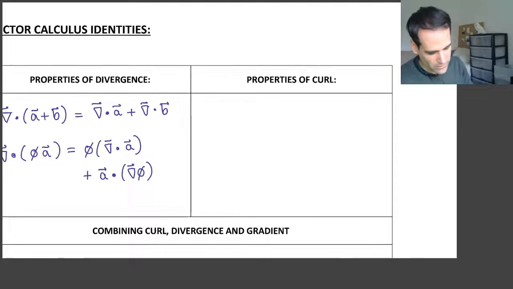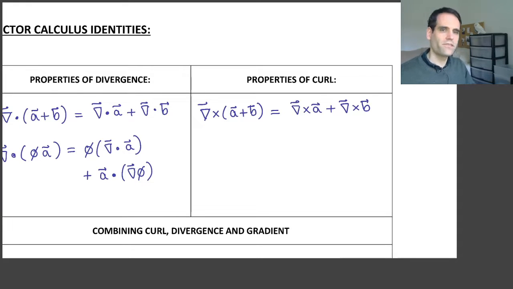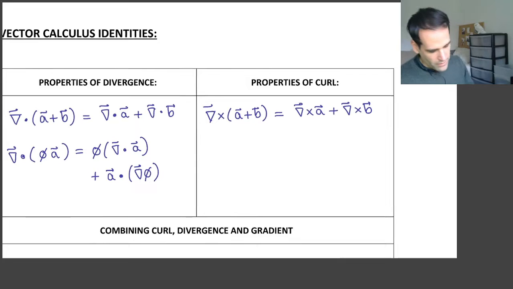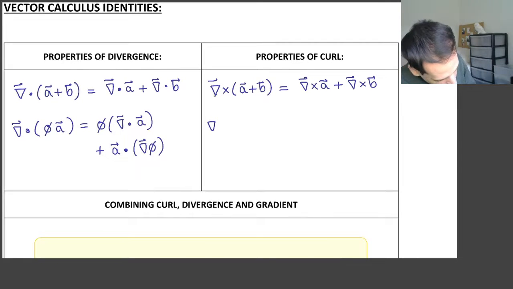Next, I can talk about the properties of the curl, and I can do something very similar. What is the curl of the addition of two vector fields, A plus B? So it's equal to the addition of the curls. So that's great. Now, interestingly, what is the curl of the product between a scalar field phi and a vector field A?